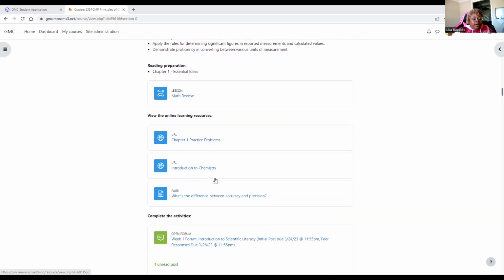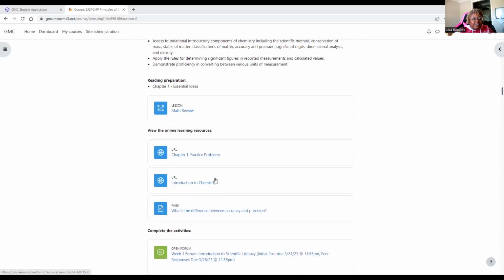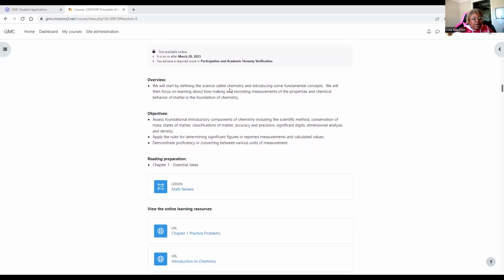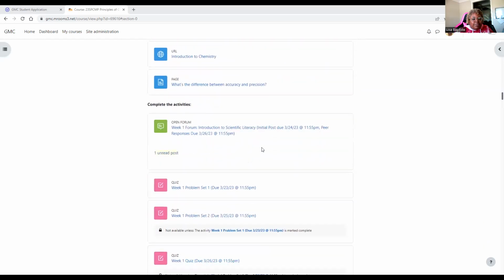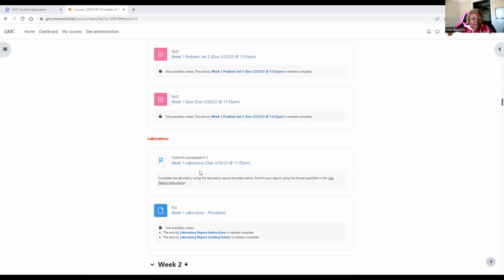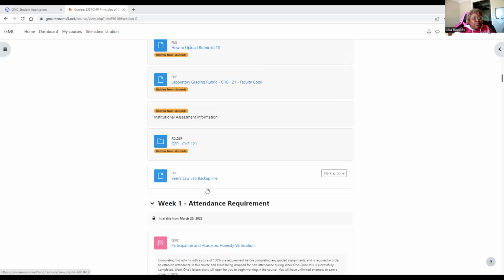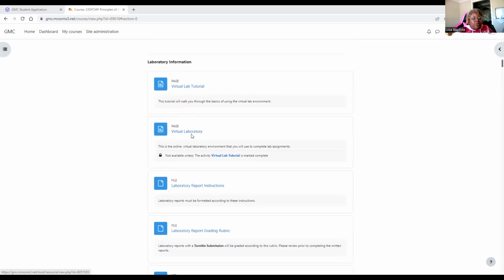So for week one, you'll have access to this once you have completed the participation and academic honesty verification. You will have access to your week one documents. But for week one, you have the Turnitin. This is where you will upload your lab report. The week one laboratory procedure, this is where you'll get the information to know what to do for this particular week's lab report. So we're going to go back up to the virtual laboratory.